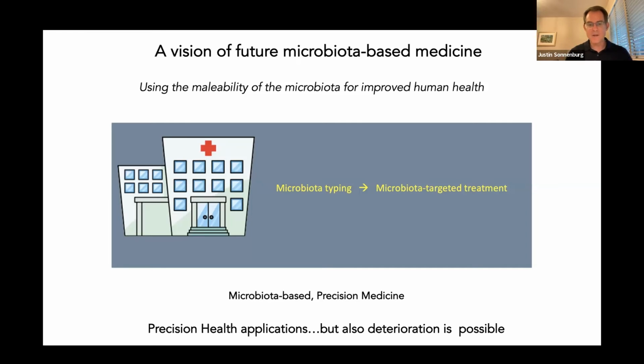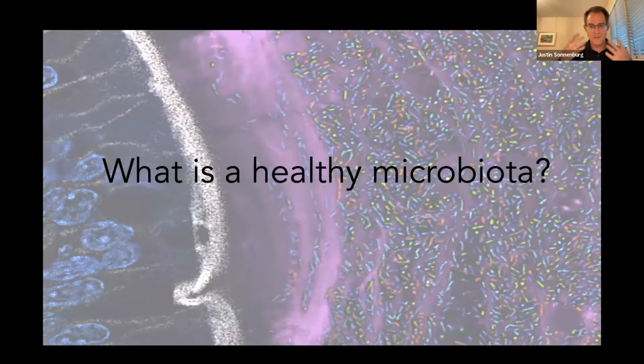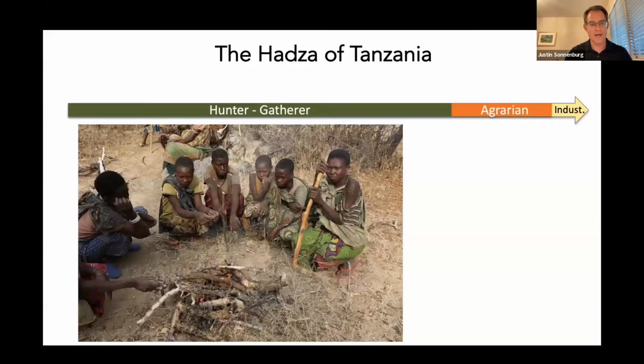But in addition to the precision health applications, it's also quite likely that this malleability is a vulnerability, that the deterioration of our gut microbiome is also possible if we don't take care of this community. And so one of the questions that we've been asking is, what are we striving for in the gut microbiome? What is a healthy microbiome or microbiota? And this is obviously going to be different for everyone to some degree, going to be different depending upon your health considerations, upon the time in your life that you're thinking about. But there are probably some general rules that we can come to understand.